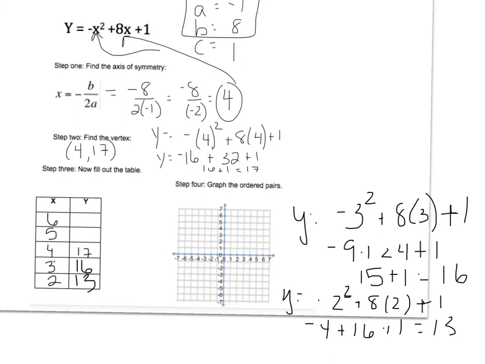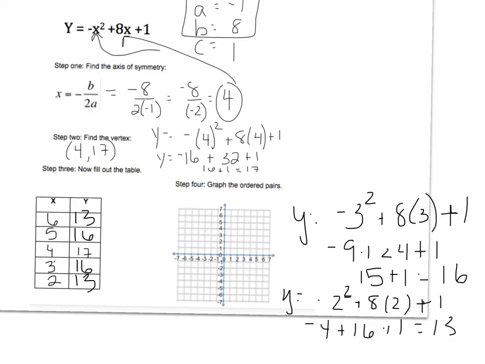The good thing about graphing parabolas is you already have half the work done. So what you need to do now, 5 is going to be the same y value as 3, and 2 is going to be the same y value as 16. So now you just have to graph those ordered pairs.